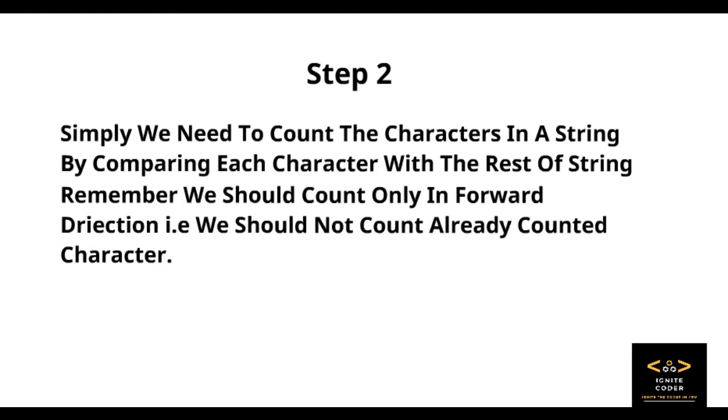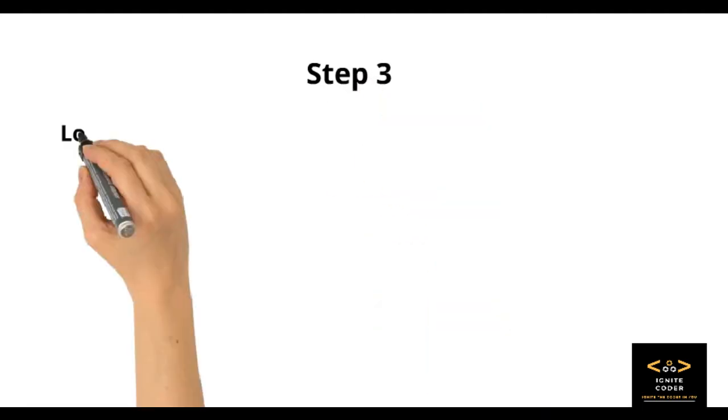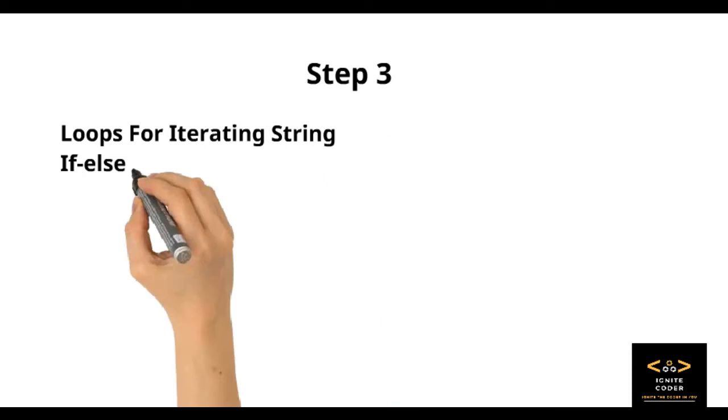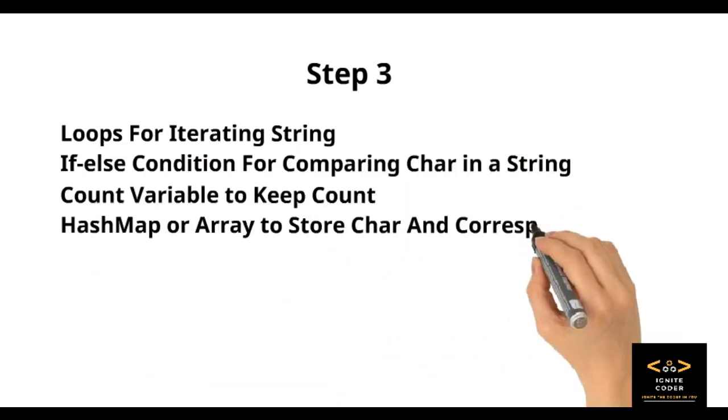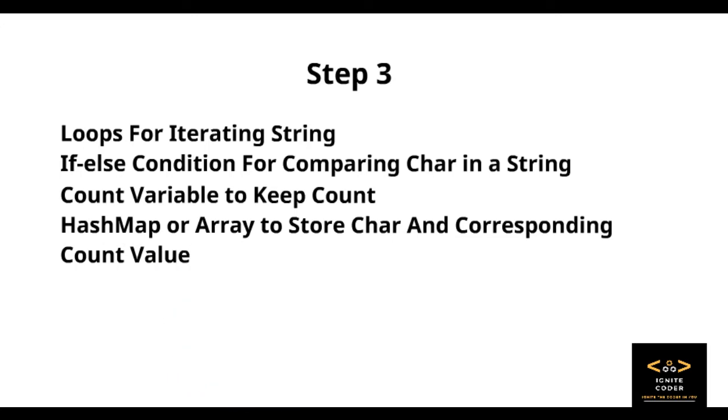There are many ways to solve this problem. We'll discuss each and every way in our further videos. Step 3, we need to check how many loops you require, how many if conditions you require, and what type of data structures or variables you need. Simply, we can use 2 loops. In the first loop, we take one character. In the second loop, we compare it with all other characters in the string. We use an if condition such that if they are equal, we increase the count by 1.